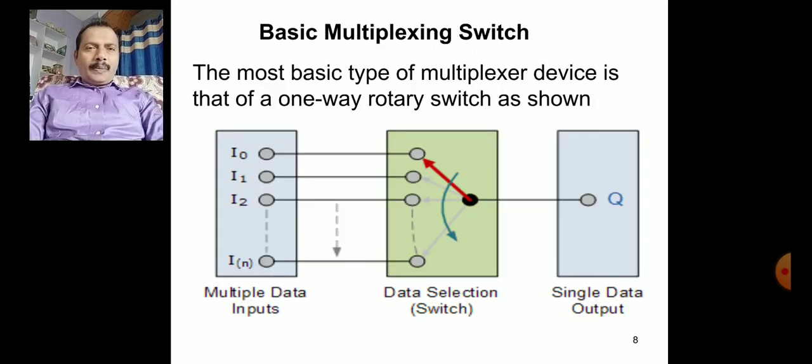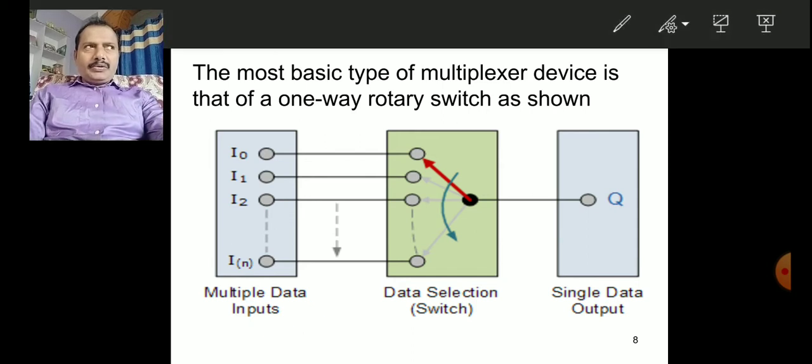Now, let us consider a basic multiplexing switch. The most basic type of multiplexer device is that of a one-way rotary switch as shown. So here you have n number of inputs.